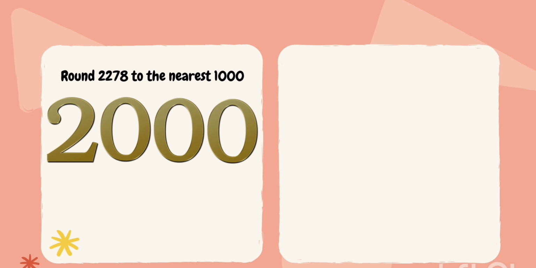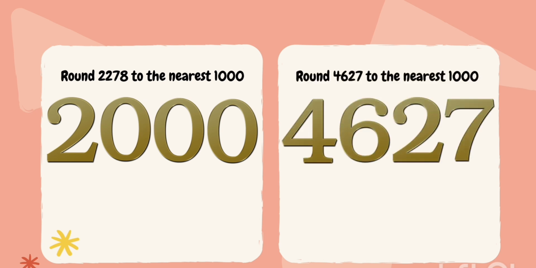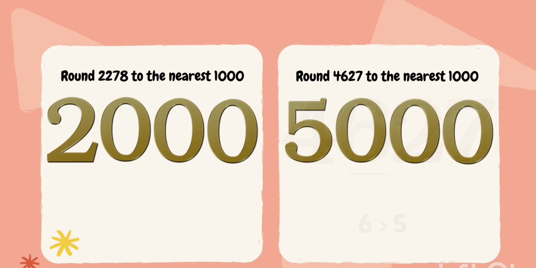Next example, round 4627 to the nearest 1000. The 100 digit is 6. Since 6 is greater than 5, round it up to the nearest 1000. We need to add 1 to the 1000 digit and change the ones, tens and 100 digits to 0. So 4627 is rounded to 5000.